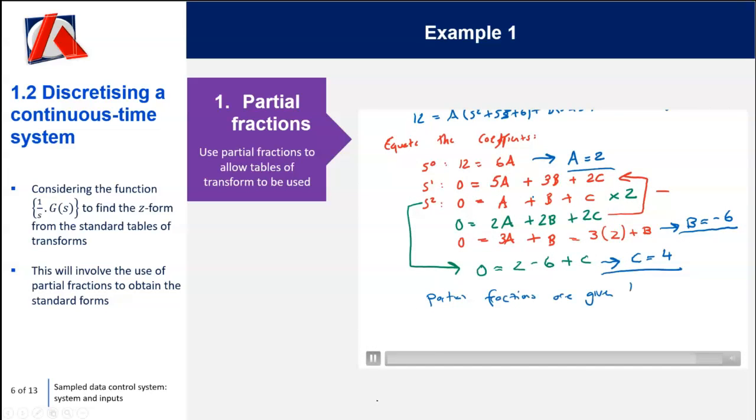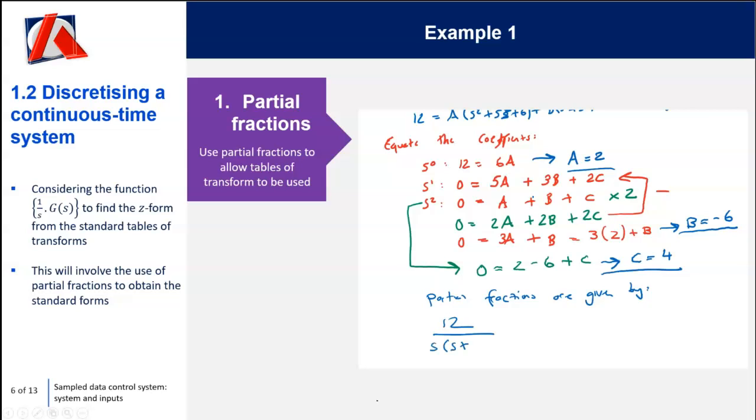So I've got now my three unknowns, my A, B, and C. So the partial fractions are given by this, so that's your transfer function. It's equal to 2 over s minus 6 over s + 2 plus 4 over s + 3. So that is your partial fractions.